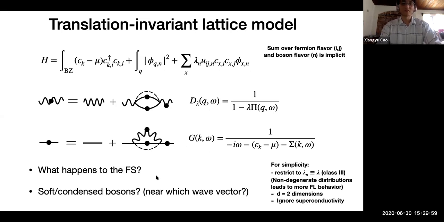Now, of course, you have the Fermi surface. So you want to understand what happens to the Fermi surface, and you also want to understand how the bosons become condensed, whether they condense, and near which wave vector. So let me just discuss some of the cases because it's ongoing work. It's kind of incomplete. So let me restrict to the case where all the coupling constants are the same. So you have a class 3 like distribution. And noting that if you have non-degenerate distributions, you will get more Fermi liquid behavior. And let's also restrict to 2 dimensions and ignore superconductivity for simplicity.